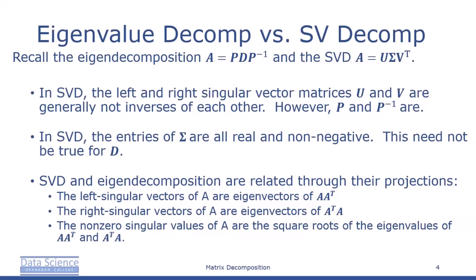The singular value decomposition and the eigendecomposition are closely related through their projections. The left singular vectors of A are eigenvectors of AA transpose. The right singular vectors of A are eigenvectors of A transpose A, and the non-zero singular values of A are the square roots of the non-zero eigenvalues of both AA transpose and A transpose A. For symmetric matrices A that are n by n, the eigenvalue decomposition and the singular value decomposition are one and the same, which follows from the spectral theorem.